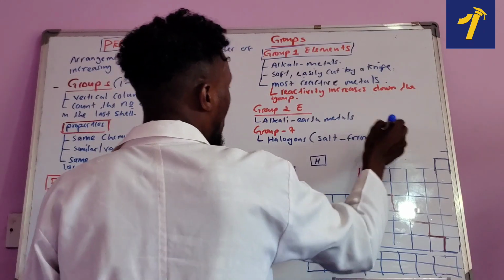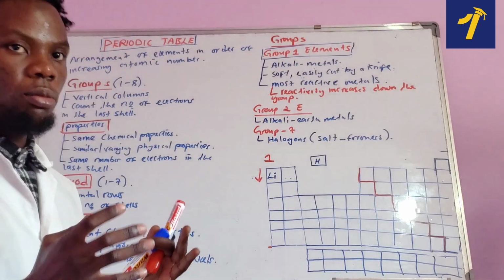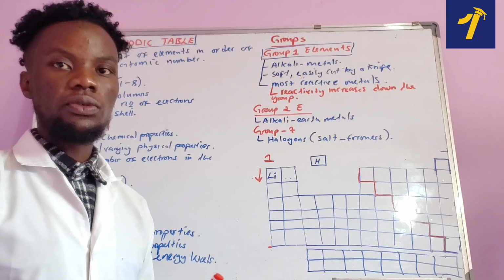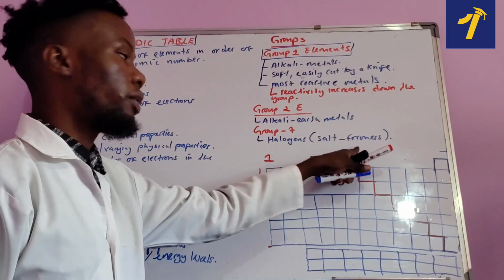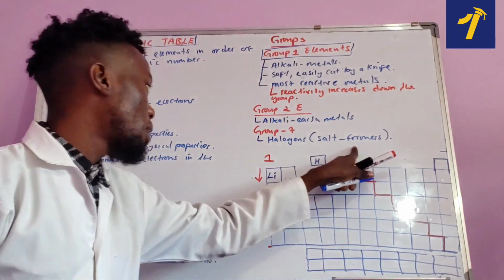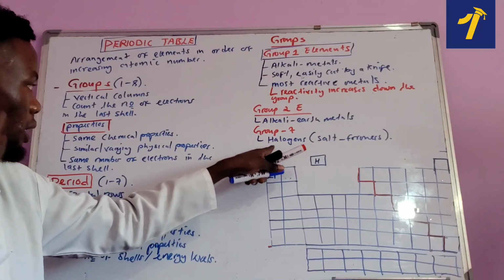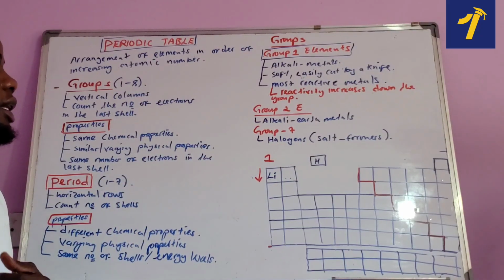Okay, so group 7 elements are also called halogens or salt formers. The reason being that if you react a group 7 element with a metal, they always produce a salt. That's why they are called salt formers, because they always produce a salt. And the other term that they use is what? Halogens.